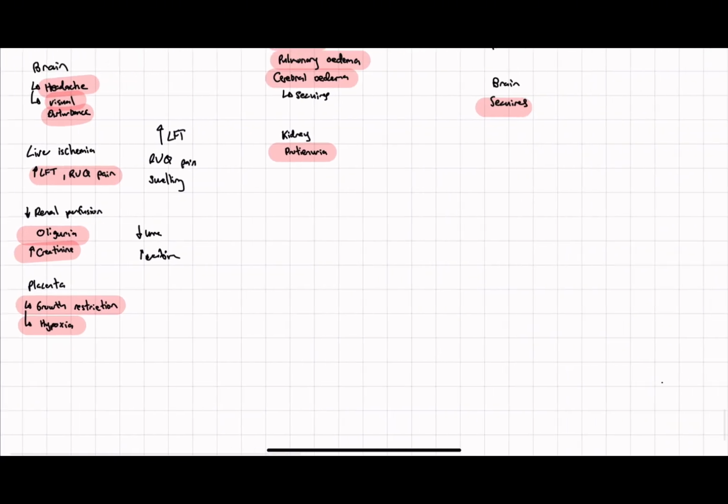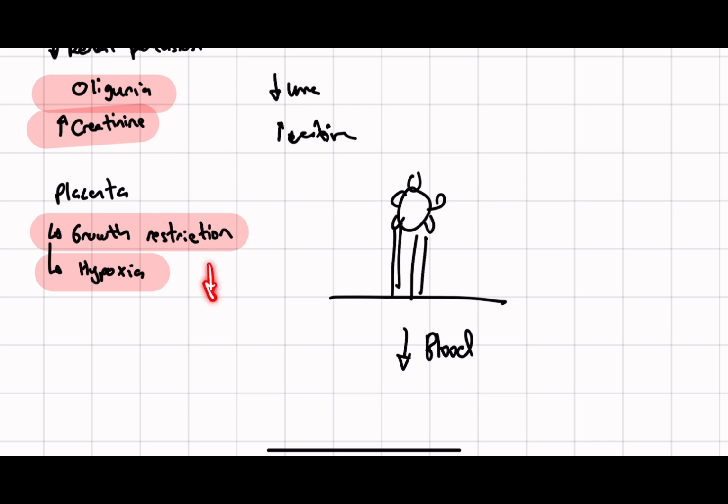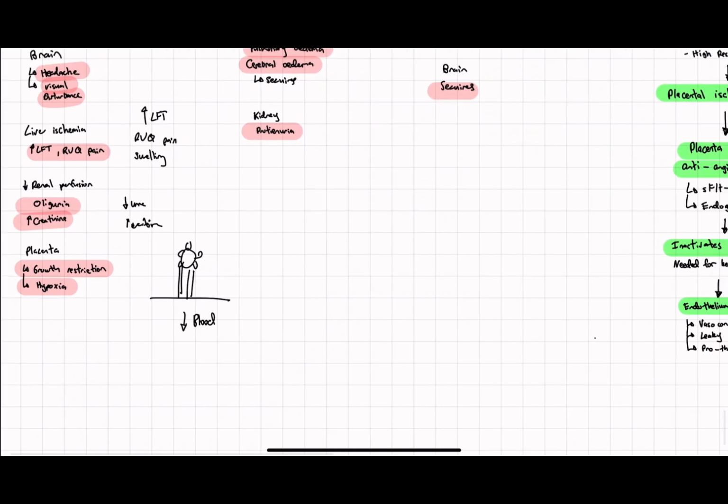And then one thing we don't want to forget is the placenta. We don't want to forget about the baby, right? So what's going to happen to the baby? Well, because the placenta is becoming hypoperfused, it makes sense the baby will now be receiving less blood. And so what happens to the baby? The baby is going to be hypoxic. He's not getting enough oxygen due to the lack of blood, and also we're going to see growth restriction. Why? Because he's not getting enough nutrients from the placenta. That's what we commonly see with preeclampsia.